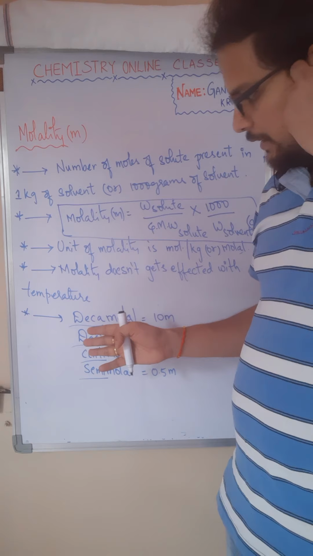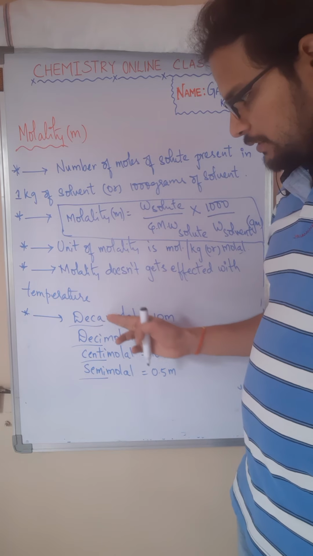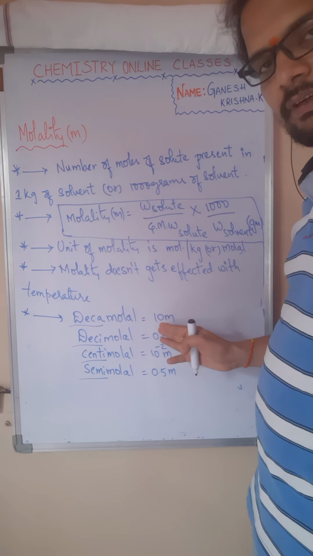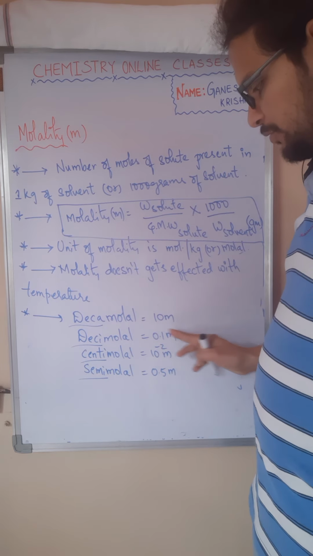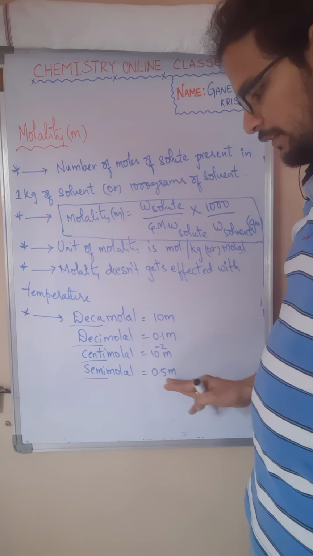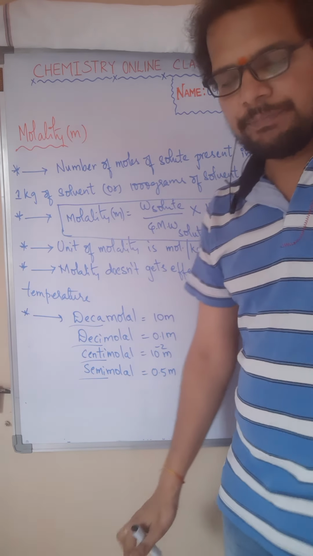Okay, so in a question, generally we come across these words where you have to convert them: decamolar as 10 M, decimolar as 0.1 M, centimolar as 10 power minus 2, that is 0.01, and semimolar as 0.5. Okay, right.